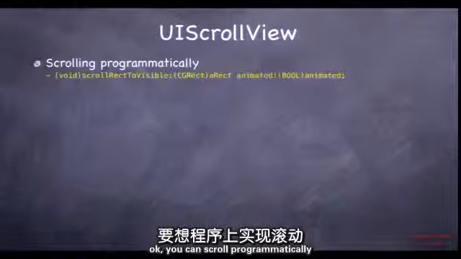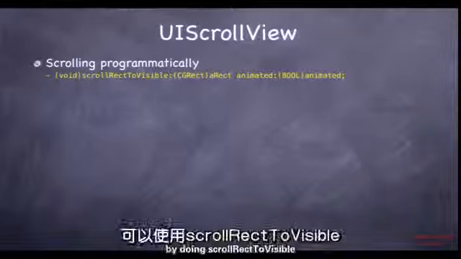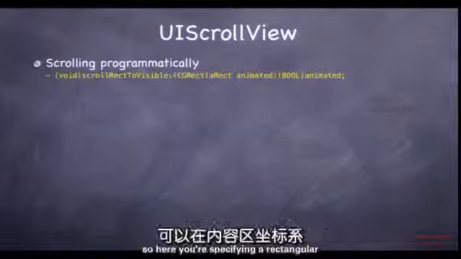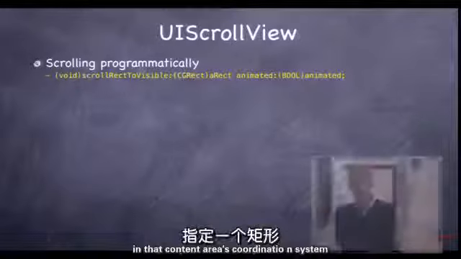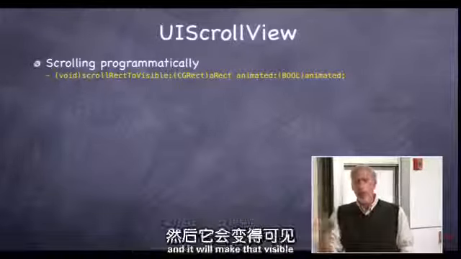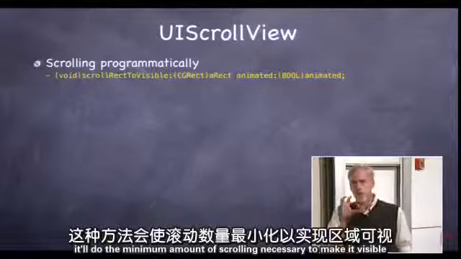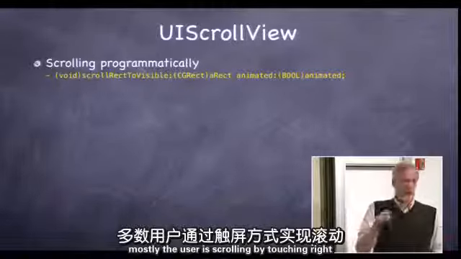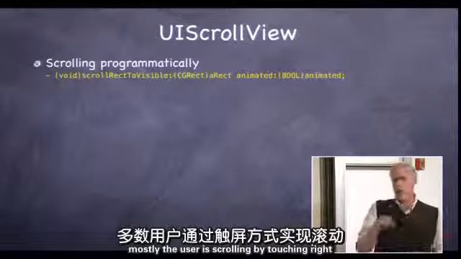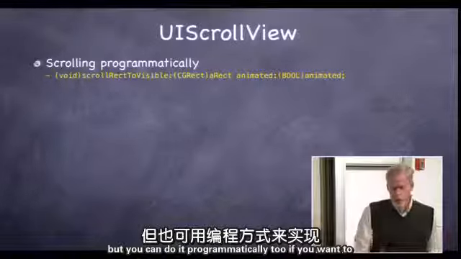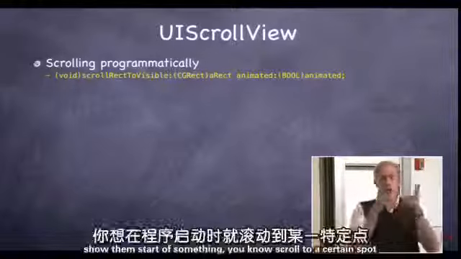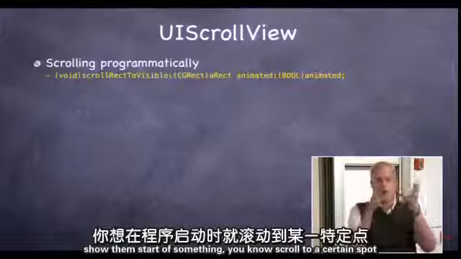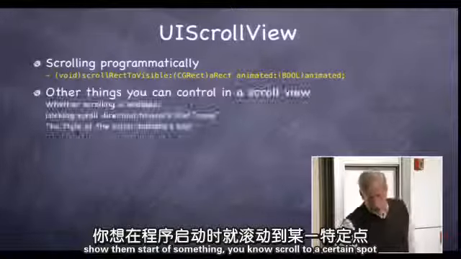Okay, you can scroll programmatically by doing scrollRectToVisible. So here you're specifying a rectangle in the content area's coordinate system, and it will make that visible. Okay, it'll do the minimum amount of scrolling necessary to make it visible. Mostly the user is scrolling by touches, right? They're doing panning, but you can do it programmatically too if you want to, for some reason, show them, start off something, you know, scroll to a certain spot.